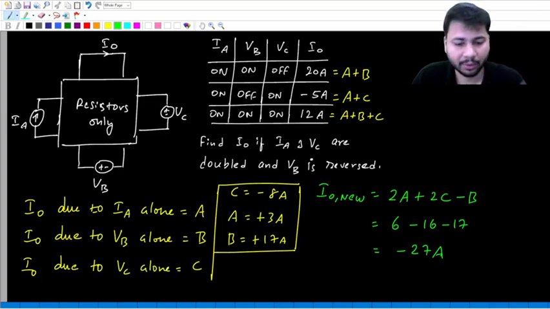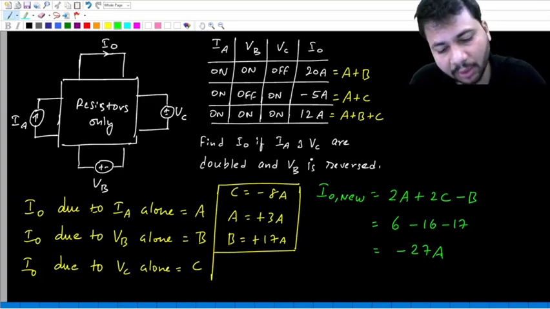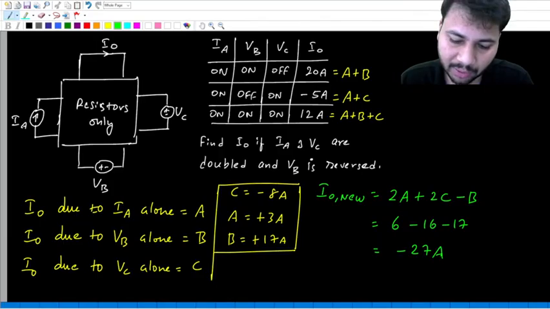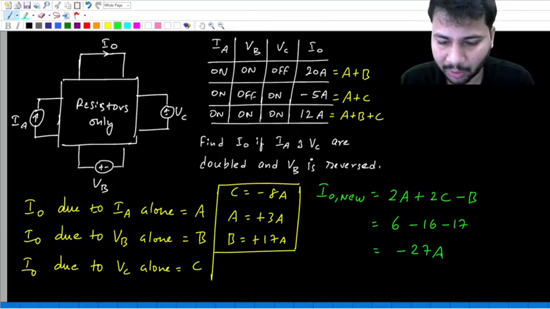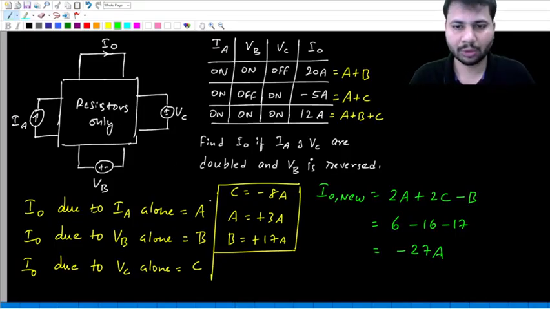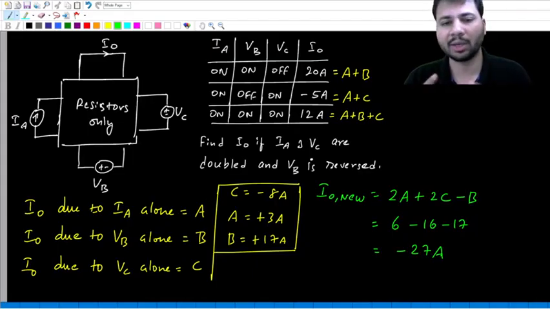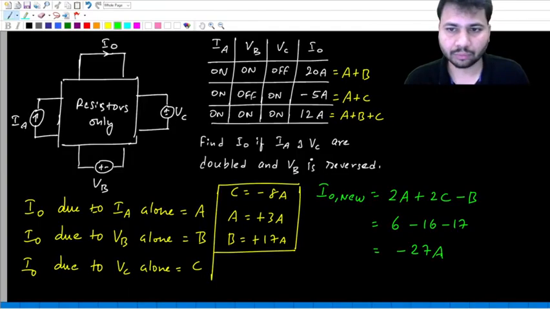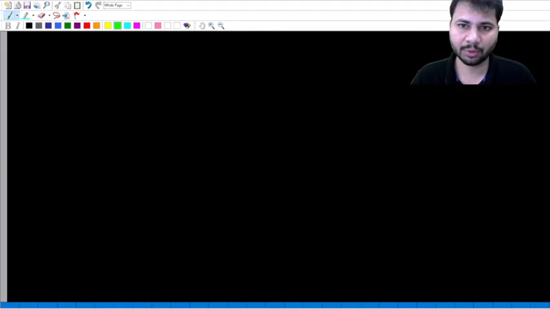reversed. Reversing means multiplying VB with minus 1. Then the corresponding output also gets multiplied with minus 1. So if any input is scaled by some factor, the corresponding output also gets scaled by the same factor. That is the logic behind this problem. So this is about linearity and superposition.